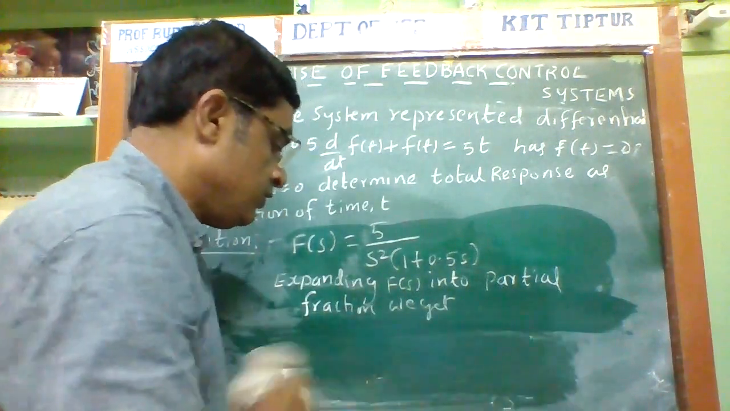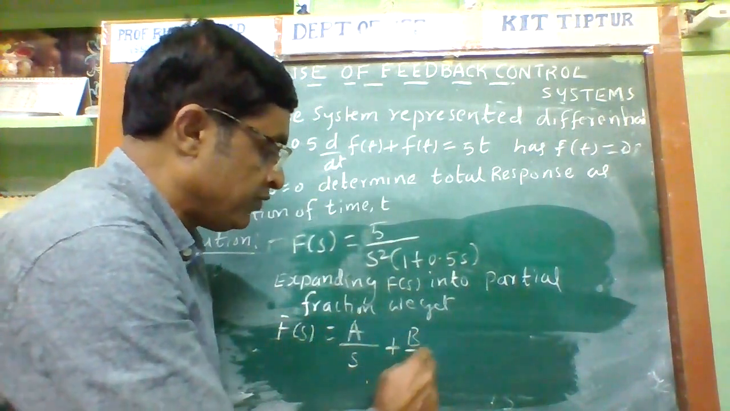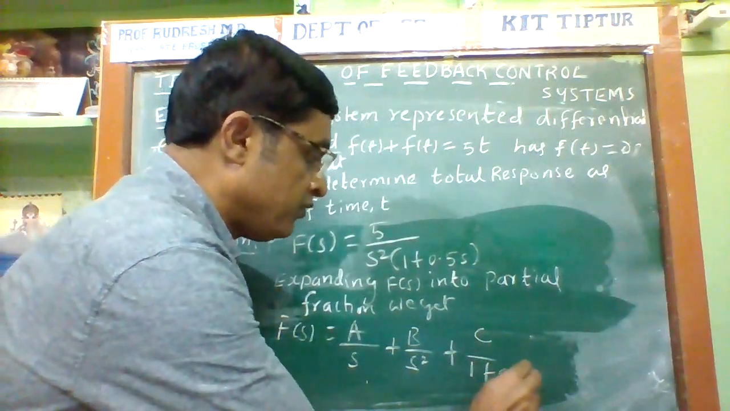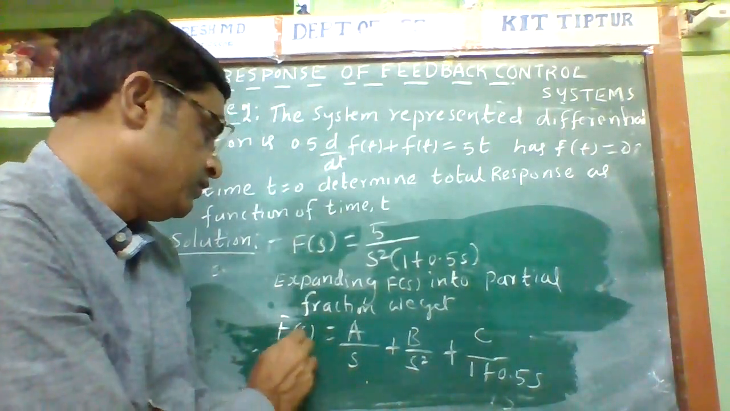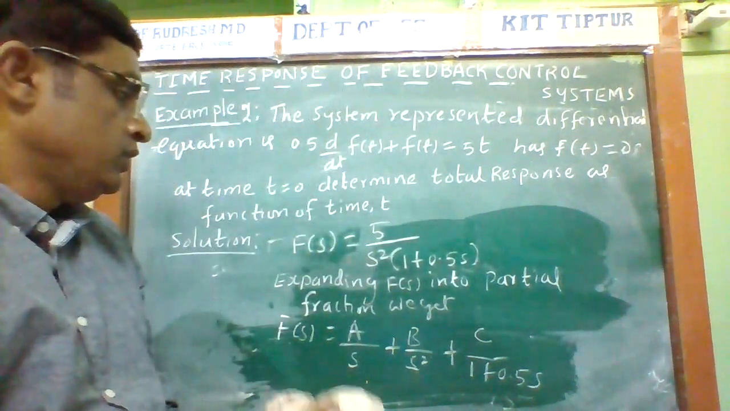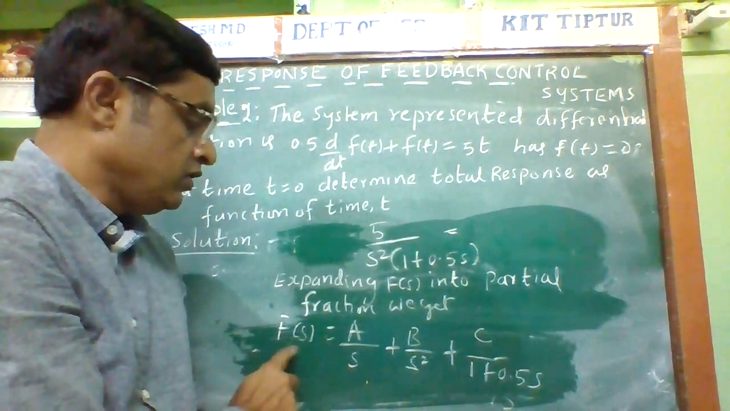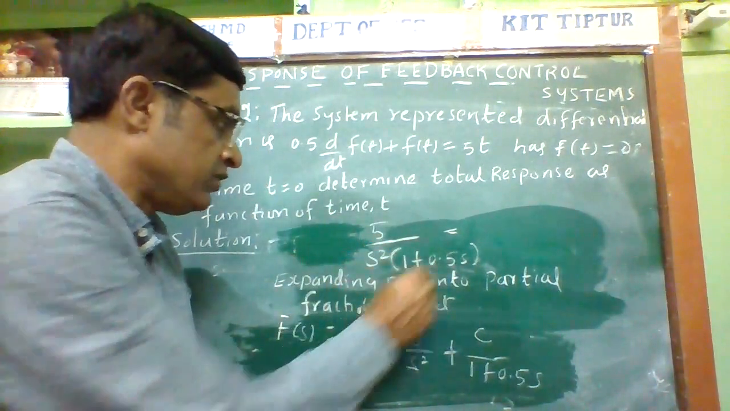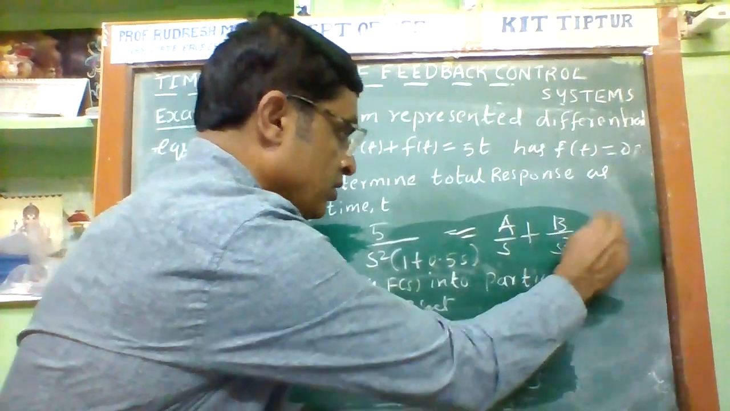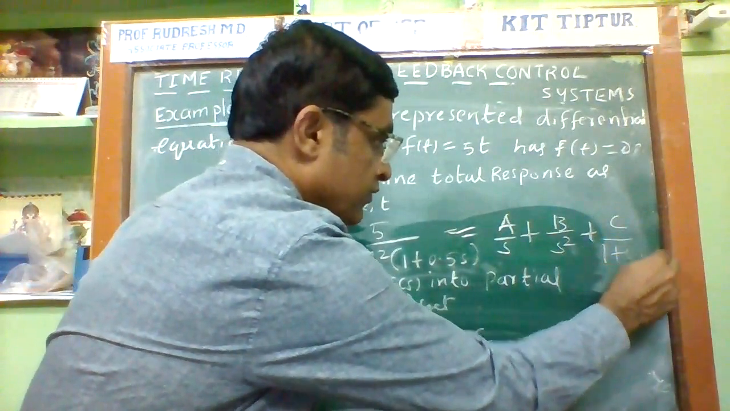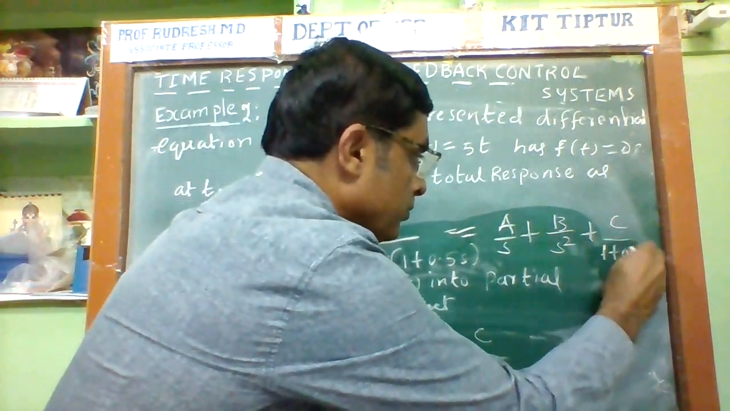F of s is equal to a by s plus b by s square plus c by 1 plus 0.5 into s. Now substitute the f of s value: 5 divided by s square into 1 plus 0.5 s is equal to a by s plus b by s square plus c by 1 plus 0.5 into s.